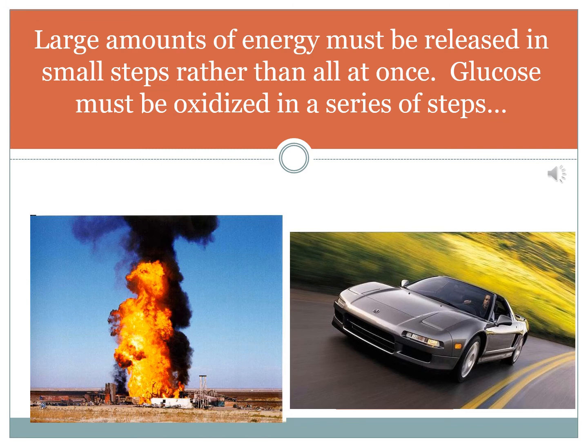Large amounts of energy must be released in small steps rather than all at once. Glucose must be oxidized in a series of steps. Take a car, for example. The more energy released in a single step, the more energy is lost as heat, and the less can be channeled to more useful paths. The same amount of energy is released whether all of the gas in a vehicle explodes at once or burns in a series of small explosions inside the cylinders of the vehicle. By releasing energy a little at a time, more energy can be used for movement rather than heat.